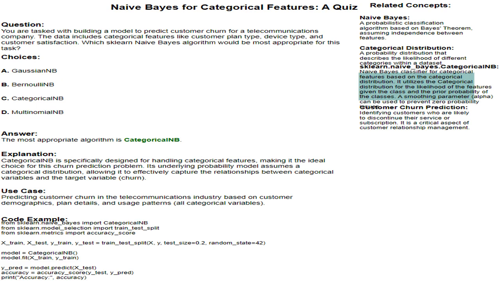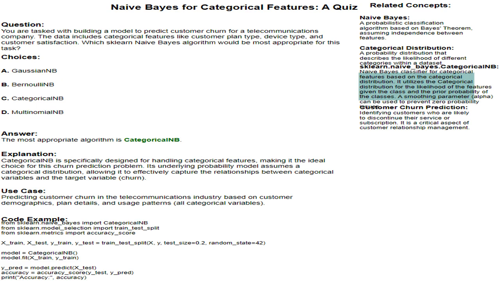Consider a dataset of customer churn, where the features are categorical, like plan type (basic, premium), device type (smartphone, tablet), and satisfaction (satisfied, neutral, dissatisfied). We want to predict churn, yes or no.